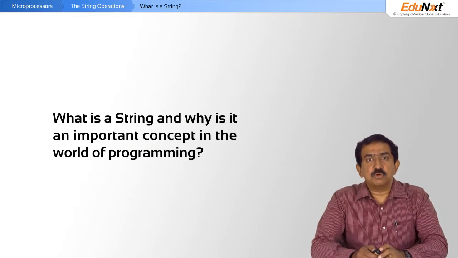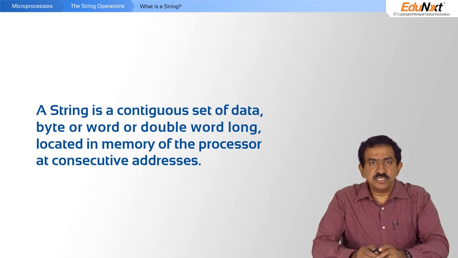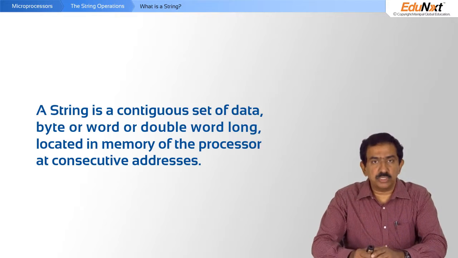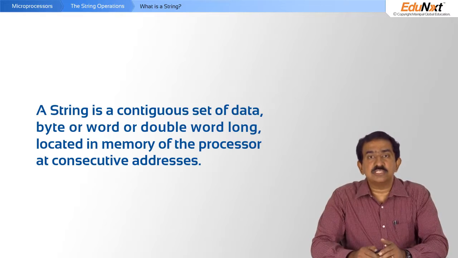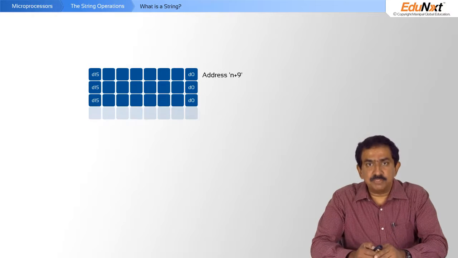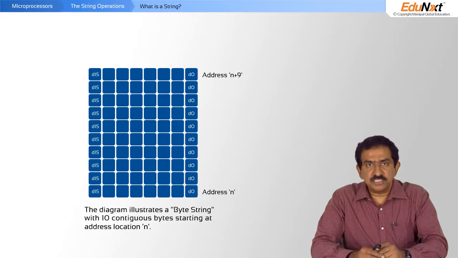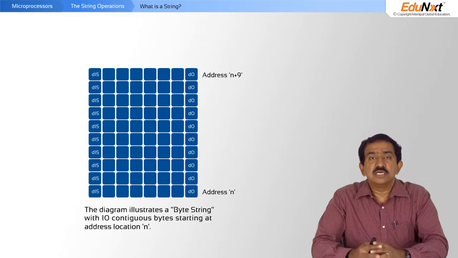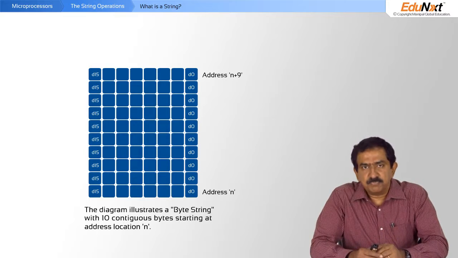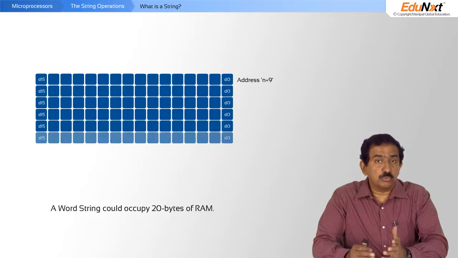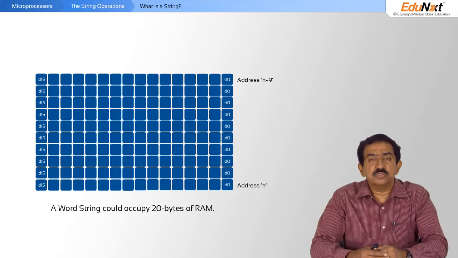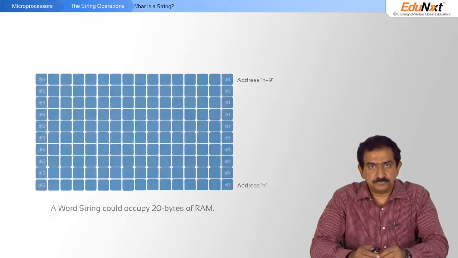And why is that such an important concept in the world of programming? So a string is nothing but a contiguous set of data, and it could be a byte long, it could be a word long, double word, doesn't matter, but it is a contiguous set of data somewhere within the memory of the processor. In this example, we have 10 contiguous bytes of data that represent some kind of information, and in this case, it's called a byte string. If this were a word, so that means it occupied 20 bytes of RAM, it would be called a word string, but again, just 10 contiguous locations as far as the processor is concerned.